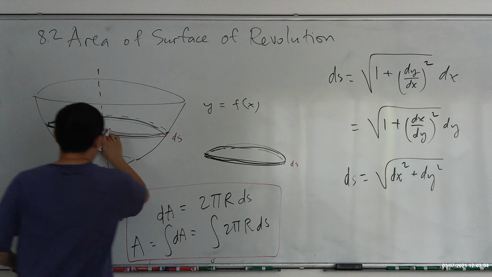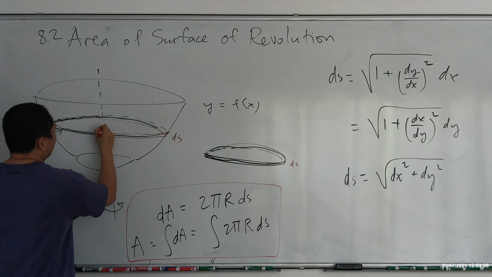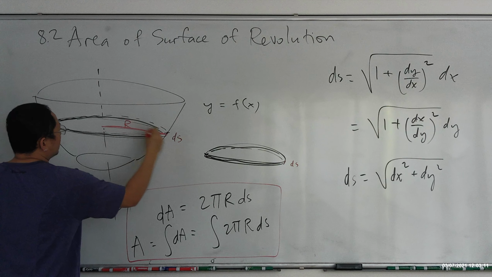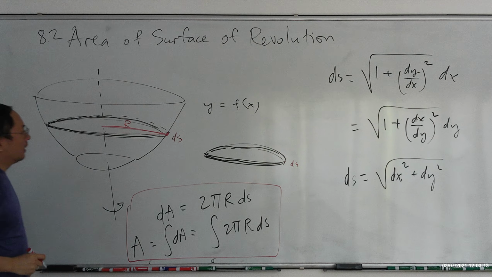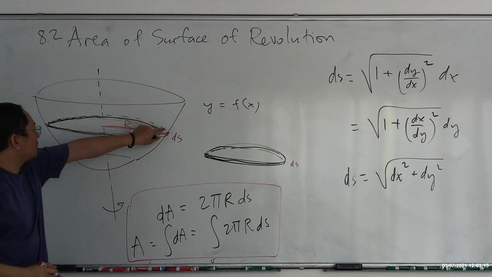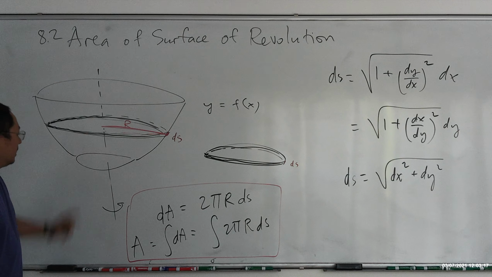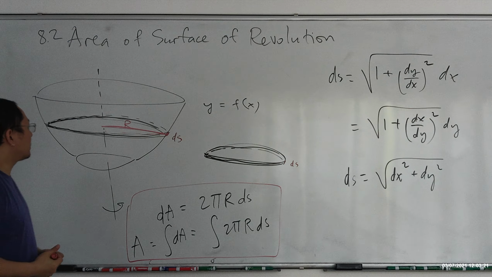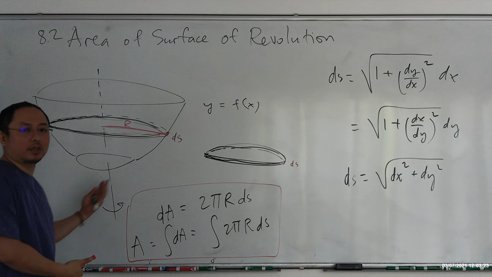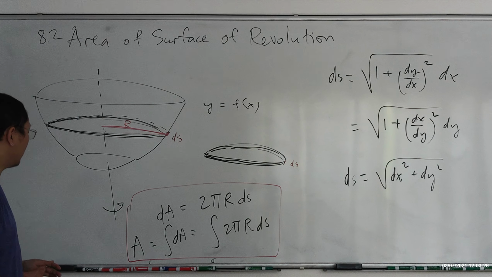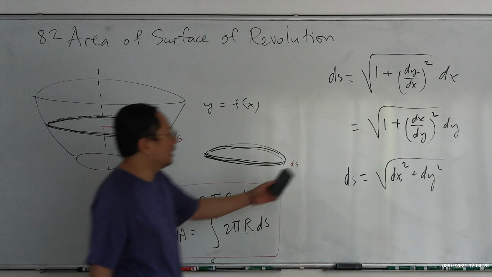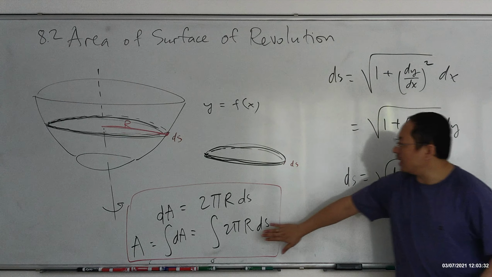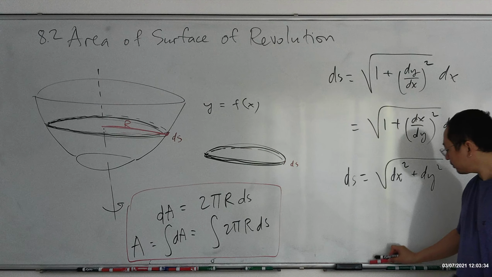This is r. Oh, I have to draw it better. R is the radius, the distance from that point to the axis of rotation. So it depends on whether you have a horizontal axis of rotation or a vertical axis of rotation, and then we're going to calculate r. And we will decide whether to use dx or dy. But this is the main idea before I give you the example.